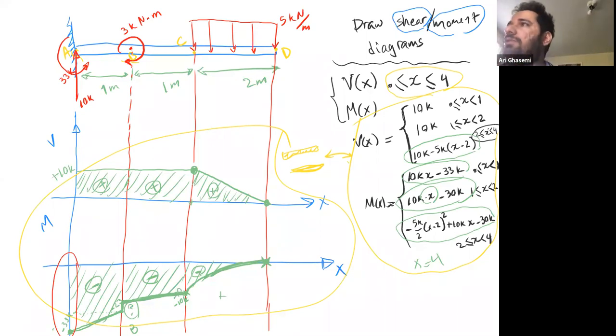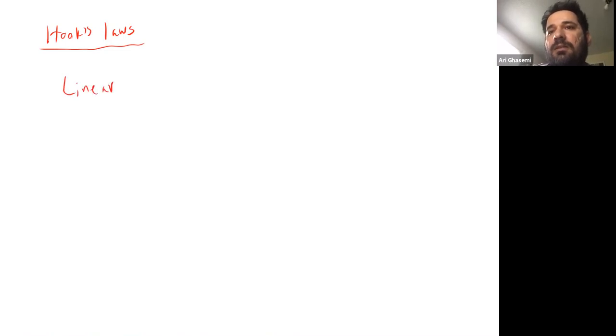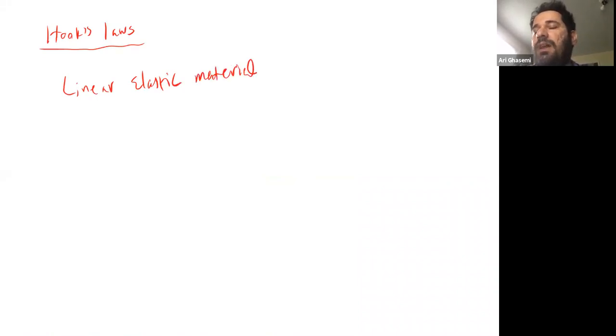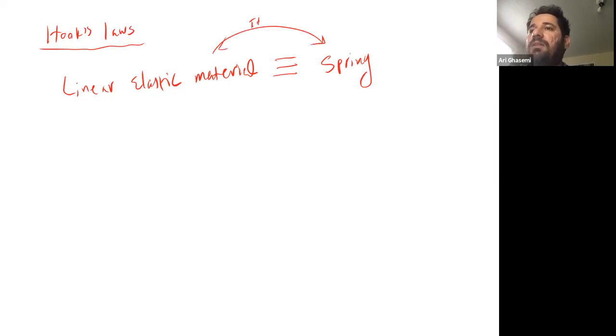So now I want to talk about displacement. So far, I want to talk about Hooke's law. Now, open another slide. Hooke's law says everything that is linear elastic material, everything, you can correspond this to a spring. It behaves, Hooke's law says, like a spring. Everything that is linear elastic.